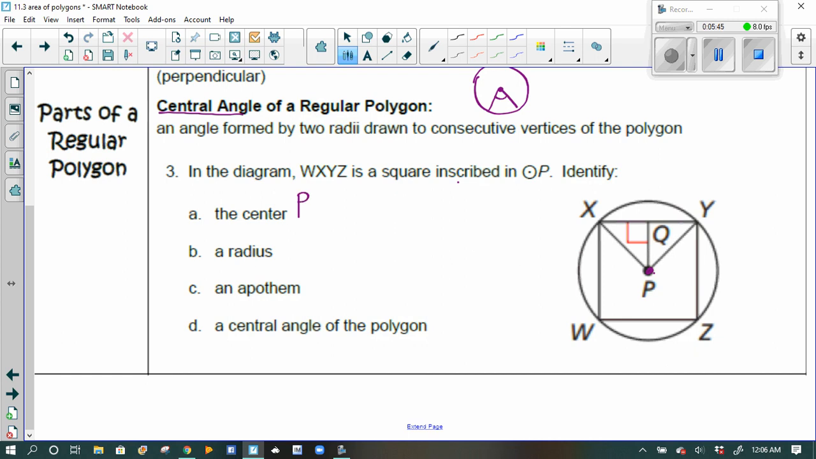Give a radius. PY is a radius. PX is a radius. So PY or PX. The apothem is this piece here. It's always going to be perpendicular to the side. So PQ. Remember, when you're naming a segment, you have to use 2 letters. And then the central angle is going to be XPY. So angle XPY. So those are your parts.